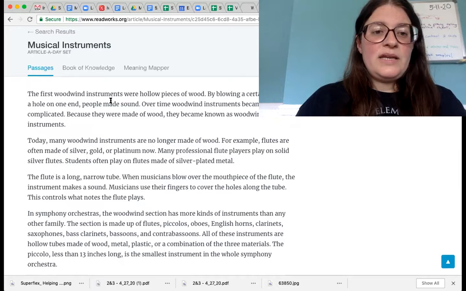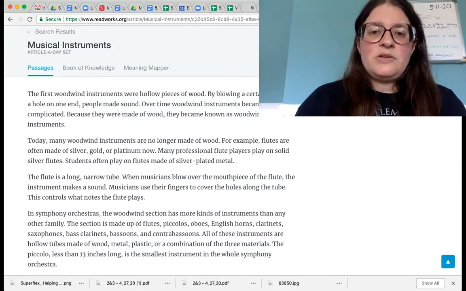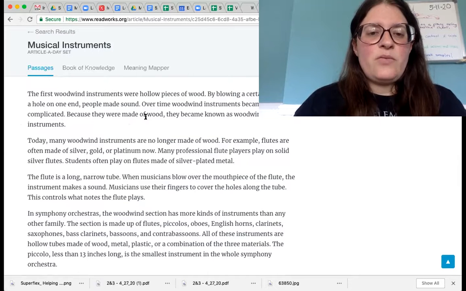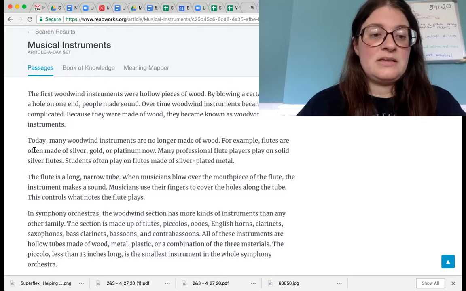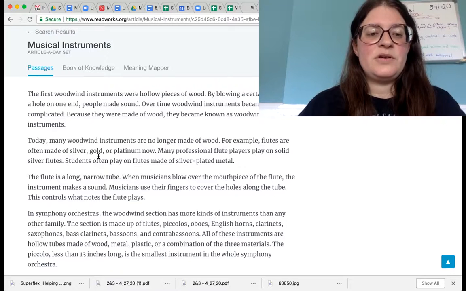The first woodwind instruments were hollow pieces of wood. By blowing a certain way into a hole on one end, people made sound. Over time, woodwind instruments became more complicated. Because they were made of wood, they became known as woodwind instruments. Today, many woodwind instruments are no longer made of wood. For example, flutes are often made of silver, gold, or platinum now.